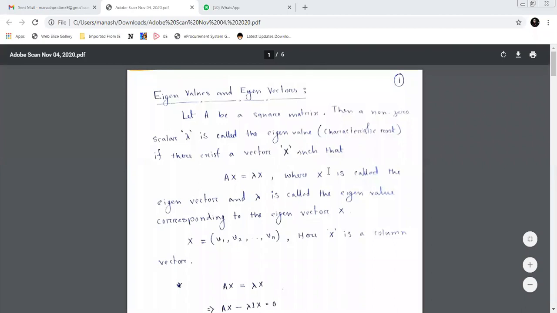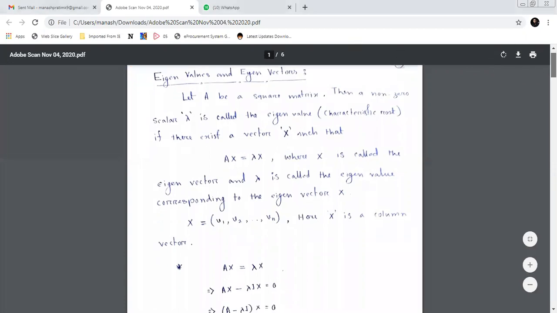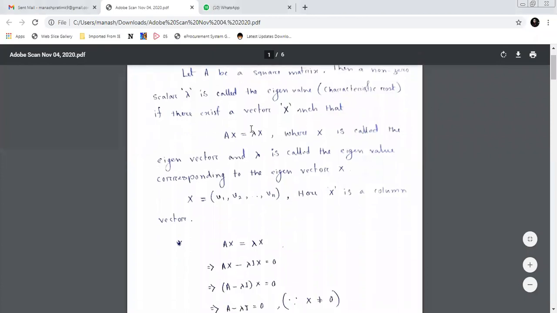Clear? So this lambda is called the eigenvalue. It is a non-zero scalar and this x is a column vector. That means x is like v1, v2, up to vn. I write it in a column, so it is a column vector.